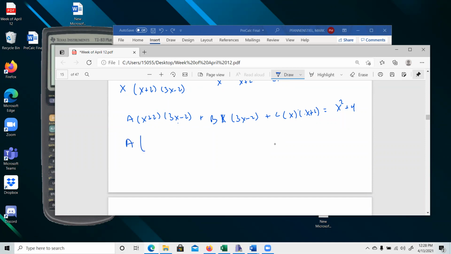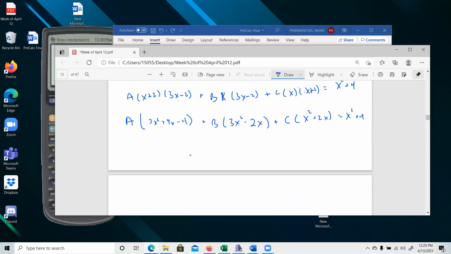So we have A, what is this going to be? 3x squared, 6x minus 2x, so that's going to be positive 4x minus 4, plus B, and then here we have a 3x squared minus 2x, right? C, and we have x squared plus 2x. Okay, that's equal to x squared plus 4.